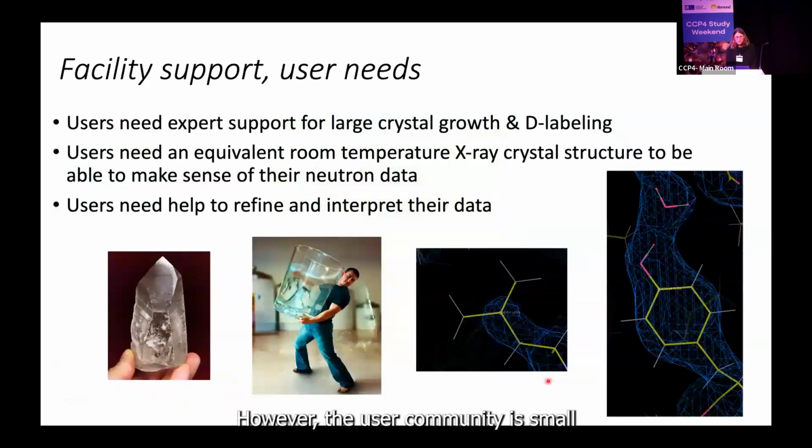However, the user community is small, and we're always trying to attract new users, and this really rests on the facilities. We have to ease these bottlenecks for users. We need to help them grow large crystals. We also need to help them with deuterium labeling, not just the cost, but there's also some technical expertise involved with doing deuteration. And users need access to equivalent room temperature X-ray structures, which are not super common for single crystal methods at synchrotrons these days.